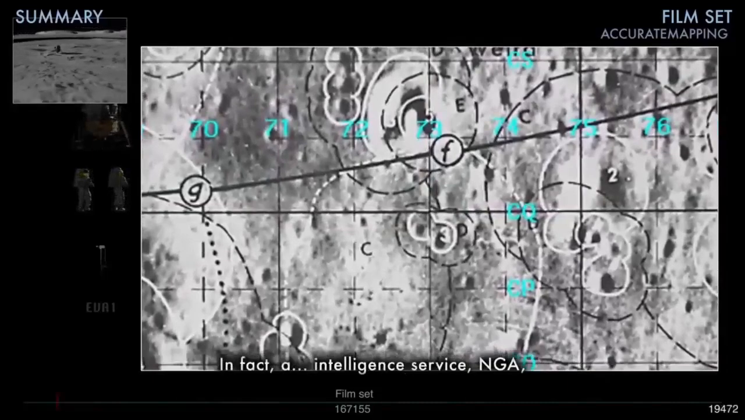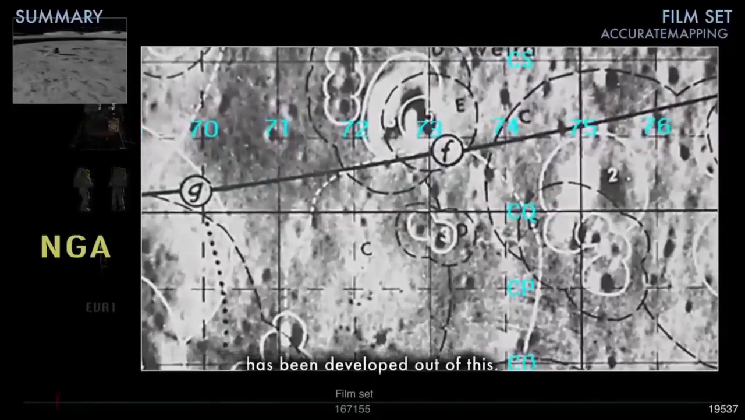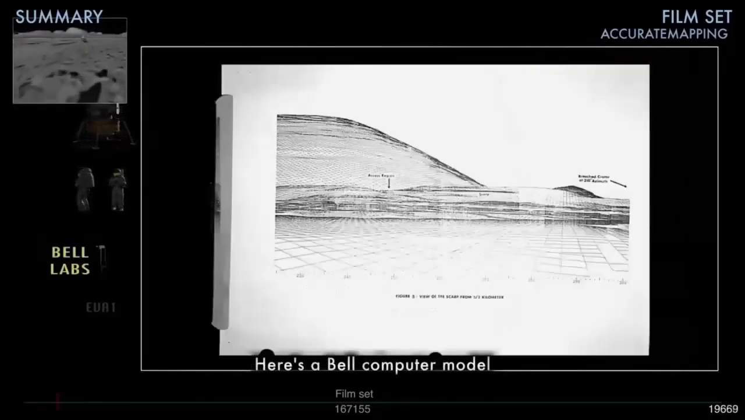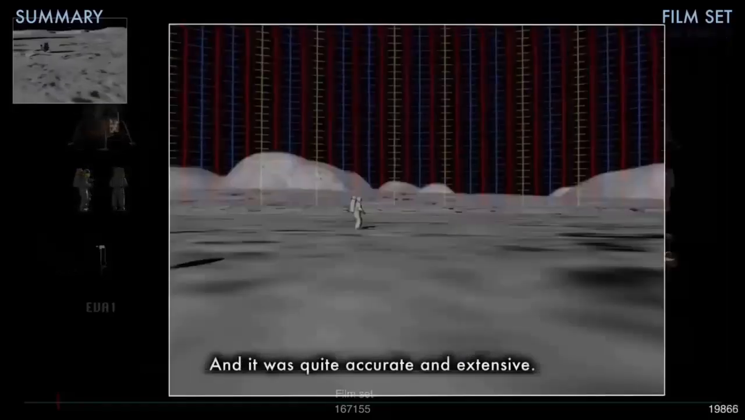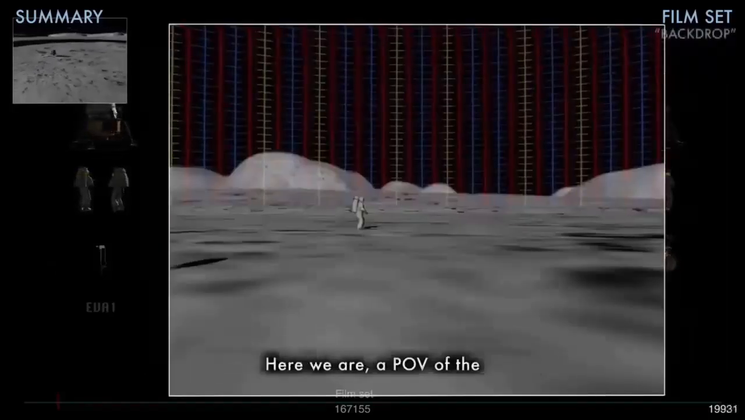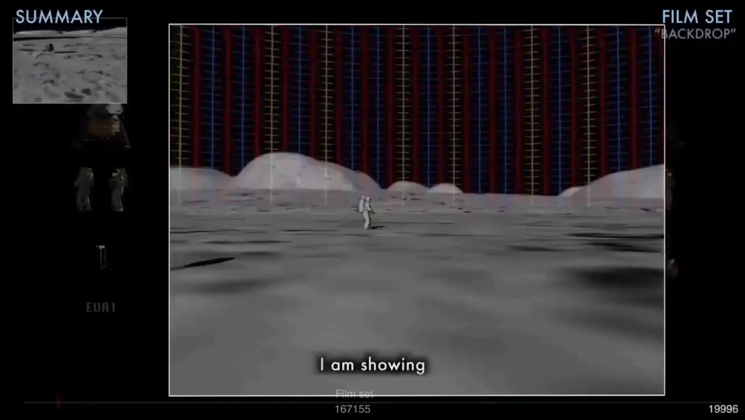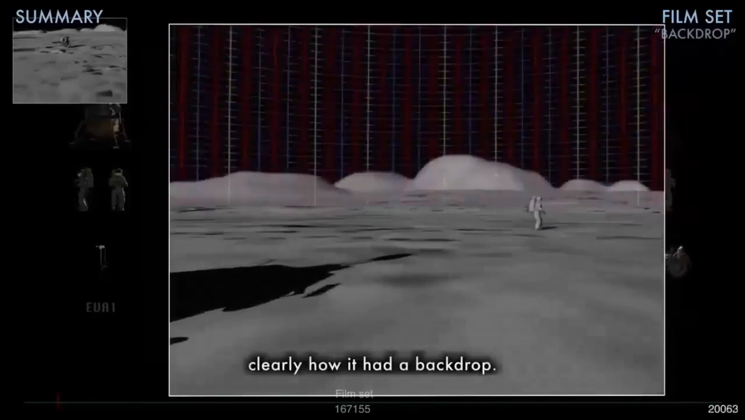In fact, an intelligence service, NGA, has been developed out of this. Here's a computer model of the surface using the footage, and it was quite accurate and extensive. Here we have a POV of the set model. I am showing clearly how it had a backdrop.